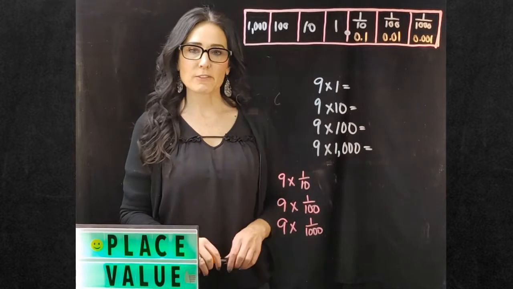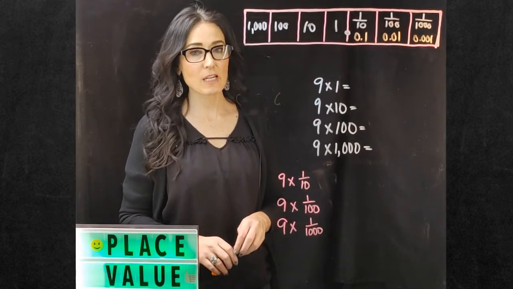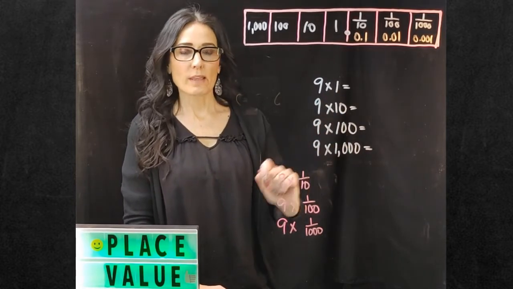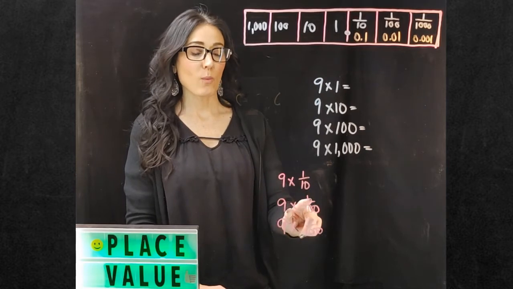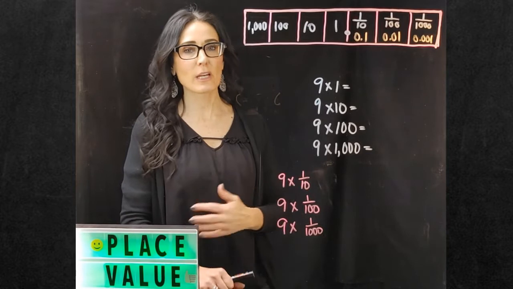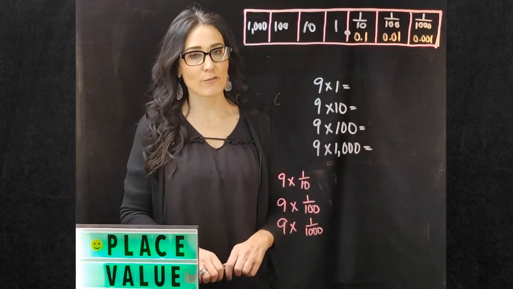All right, so for this place value lesson, we're actually going to be looking at how to multiply numbers by the powers of 10. So you'll notice here I've got 10, 100, 1000. I've got 1/10, 1/100, and 1/1000ths. So how do numbers change when we multiply by whole numbers versus when we multiply by a fraction?